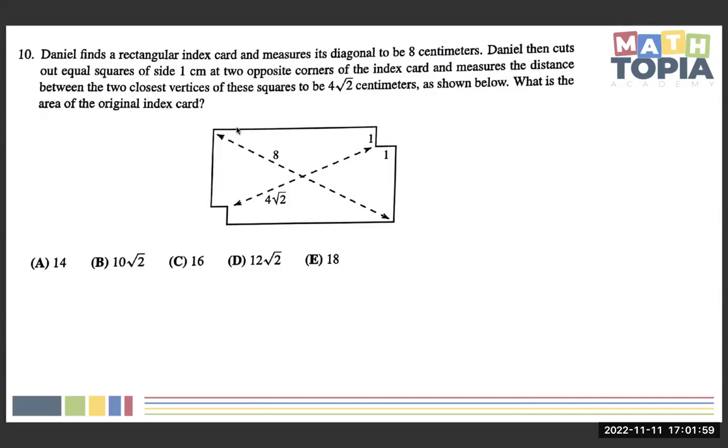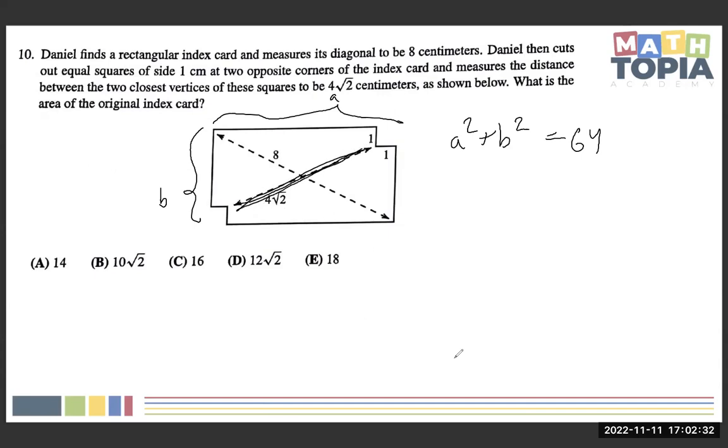Well, there are two variables that we need to keep in mind here. One is the length of the index card, one is the width. Let's call them A and B. Okay, what does this 8 mean then? Well, 8 is the full diagonal, right? By the Pythagorean theorem, that means A squared plus B squared is equal to 8 squared, which is 64. Now the harder question: what exactly does this 4√2 mean?